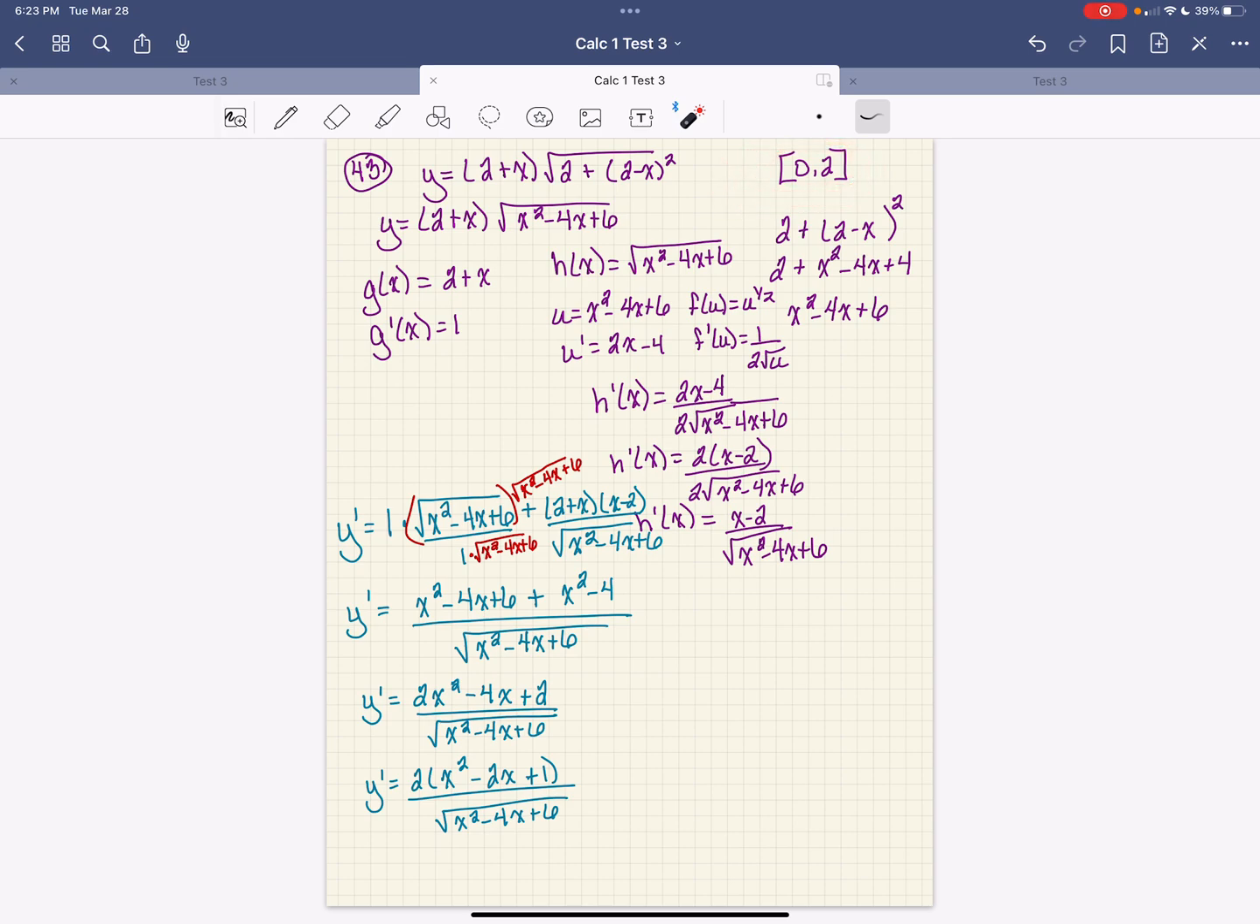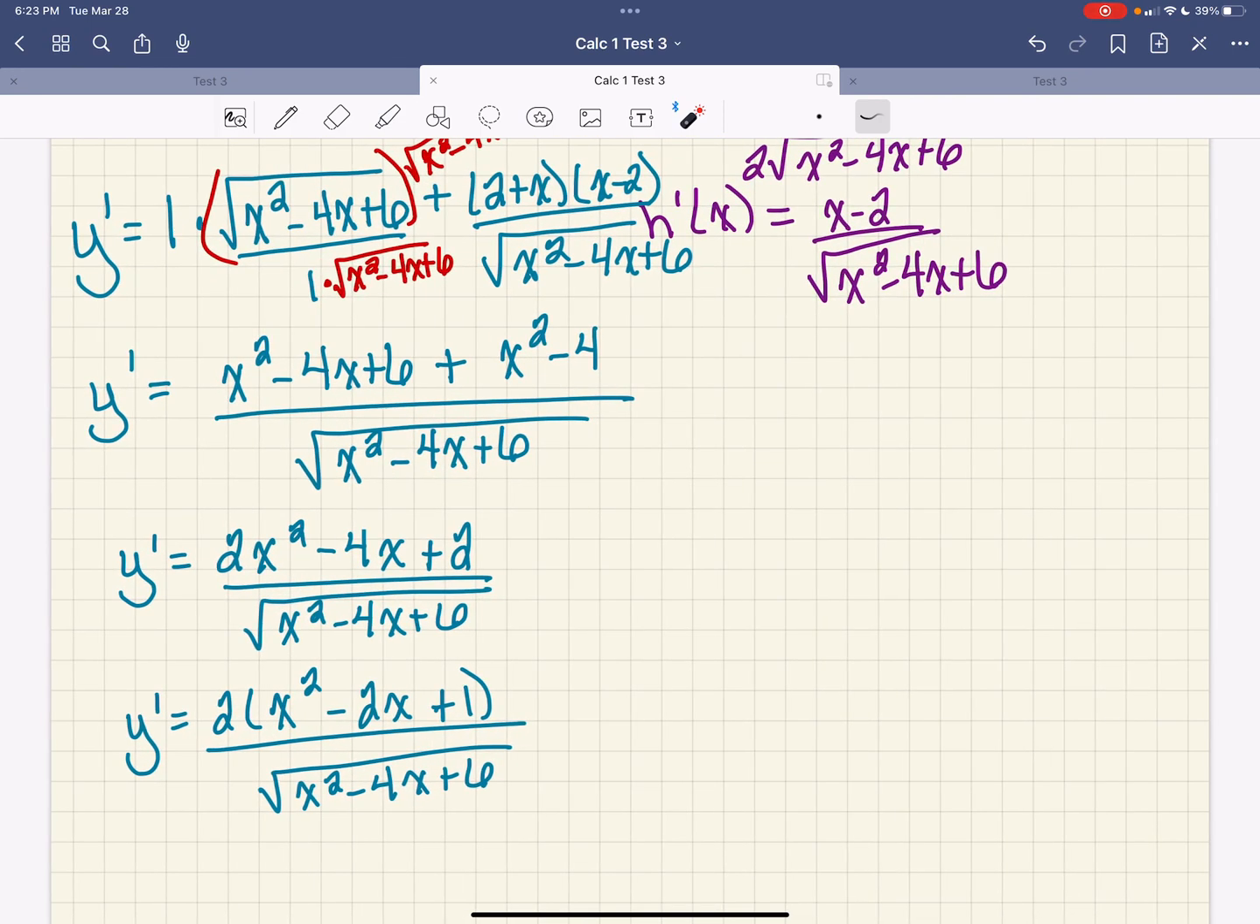And the way that I do that is I set my derivative equal to 0, and I look and see where my derivative is undefined. And then if any of those critical numbers fall in this interval, then I have to evaluate them in my original function. So let's talk about a couple of things down here.